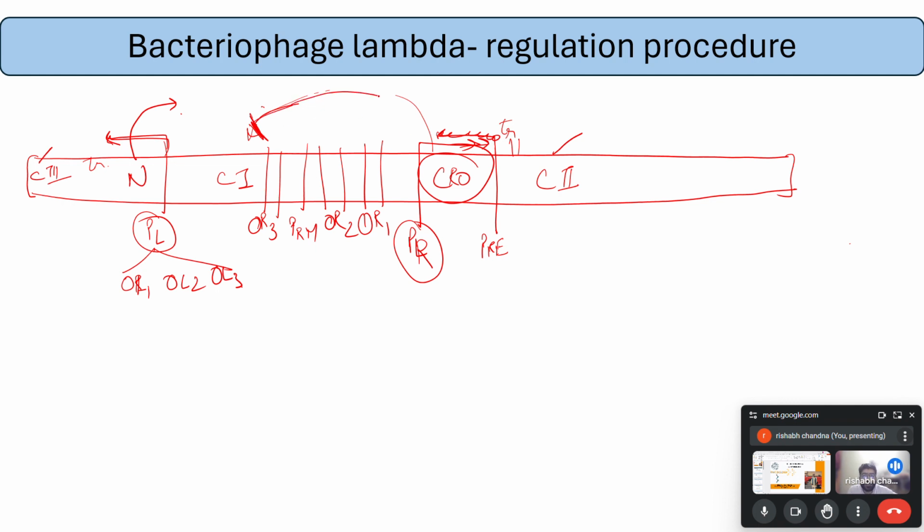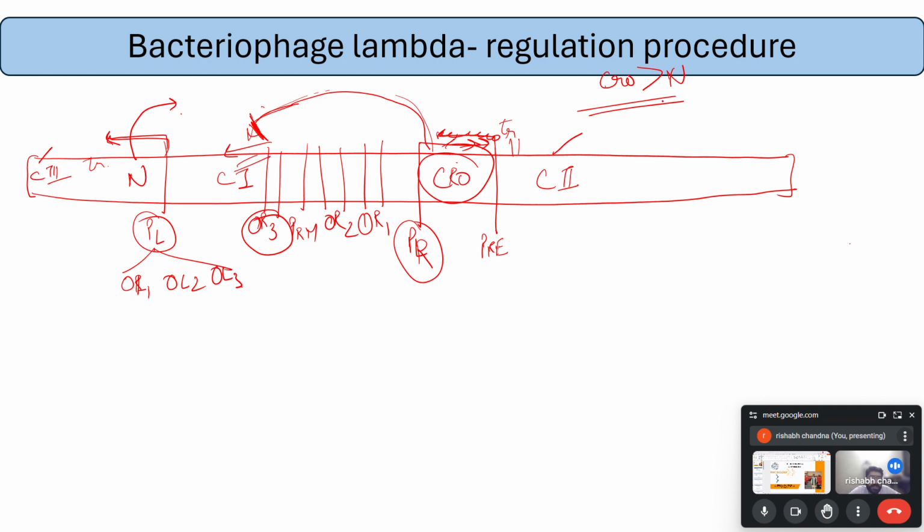Now, when lysis has to happen, when the conditions are favorable and the lambda phage has to do the lytic cycle, what will happen in that case? The Cro protein will outnumber N. Cro protein will be greater than N in that case. So the Cro protein will go and bind to OR3 first. It will inhibit the synthesis of C1.